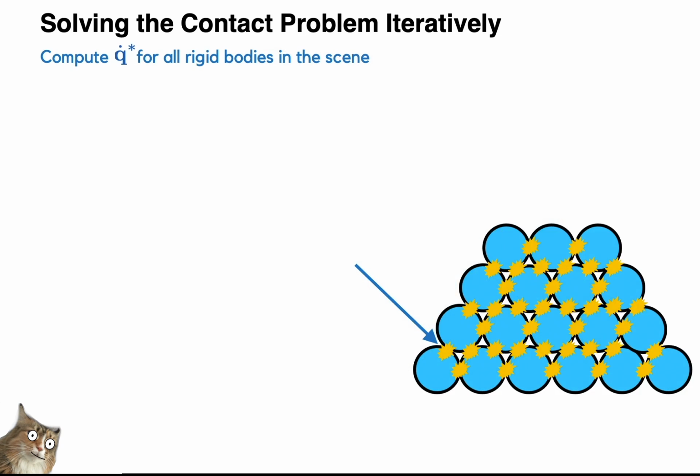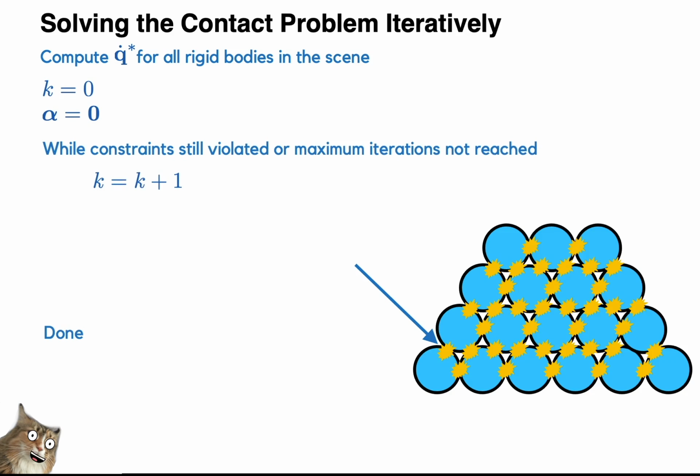To start, we are going to do a bit of setup, which involves computing our unconstrained velocities for every rigid body in our scene. Remember, we need these to build our contact constraints. Next, we are going to need a place to store all our contact force magnitudes, our alphas. So we'll build a big vector of alphas, and then set it equal to 0. Because this is going to be an iterative algorithm, we'll need an iteration counter and an outer loop, which operates until we run out of iterations or satisfy all the contact constraints.